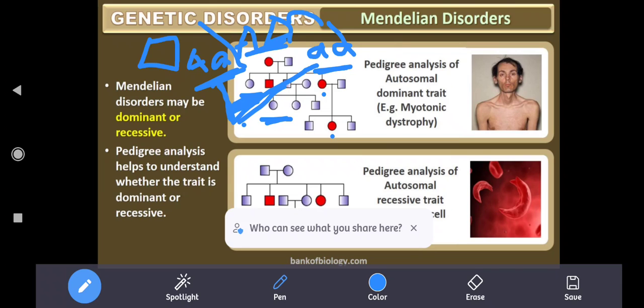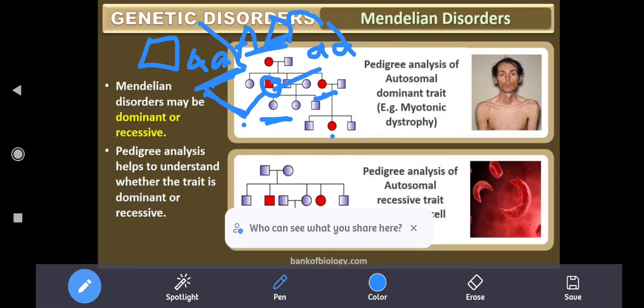But you just take these two fellows. See, he can receive capital A from the mother and small a from the father, so he is affected. Since the dominant trait is acquired, he is affected. And let us take this girl also.